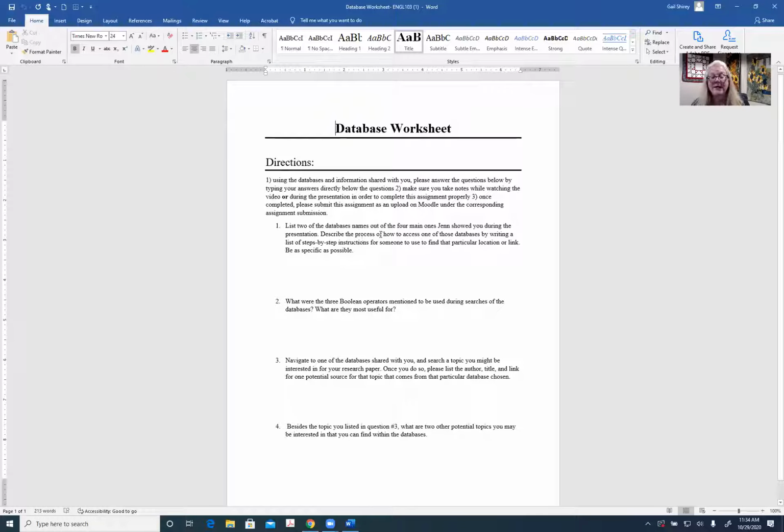Describe the process of how to access one of those 4 databases by writing a list of step-by-step instructions for someone to use to get to that specific one. Be very specific in these instructions. I should be able to look at those instructions, follow your instructions step by step, 1, 2, 3, 4, and get right to the database.